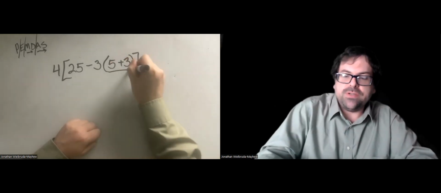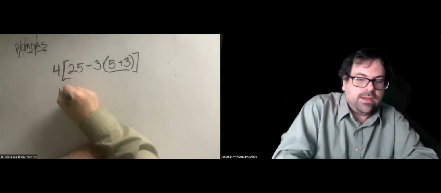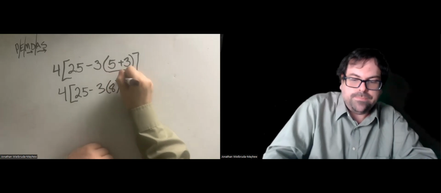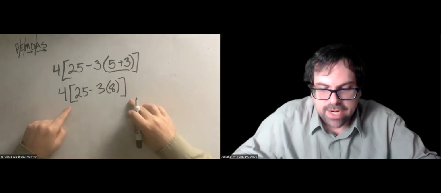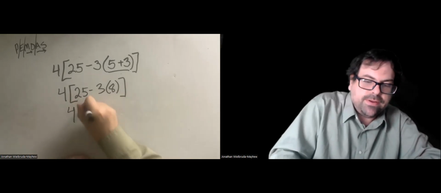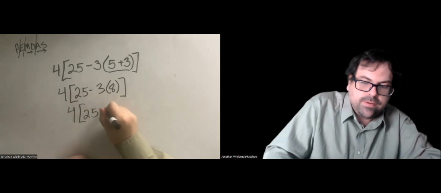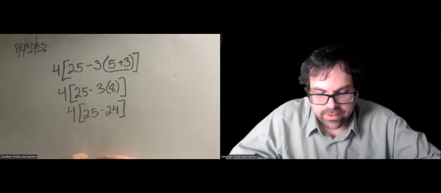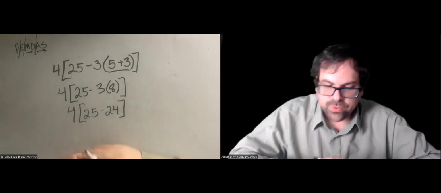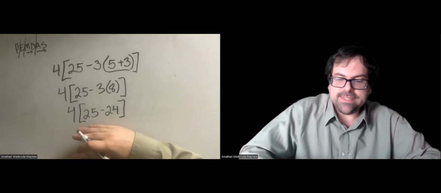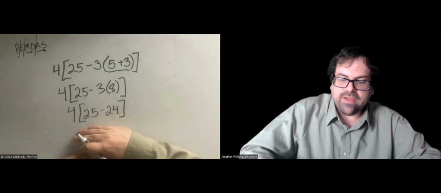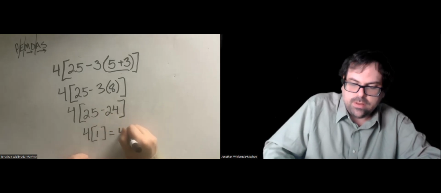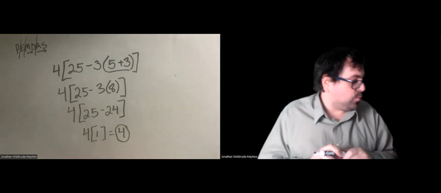Innermost grouping symbol first. 5 plus 3 is 8. Inside the brackets, multiplication first. 25 minus 24 is what we're left with, which we still do because we're working inside the parentheses, the grouping symbols. 25 minus 24 is 1. 4 times 1 is 4.